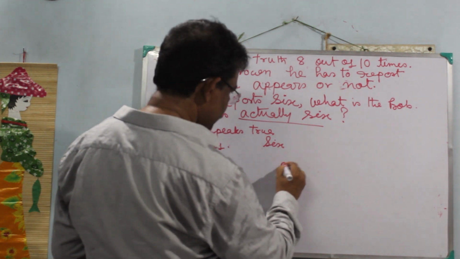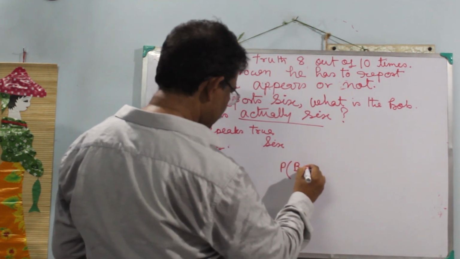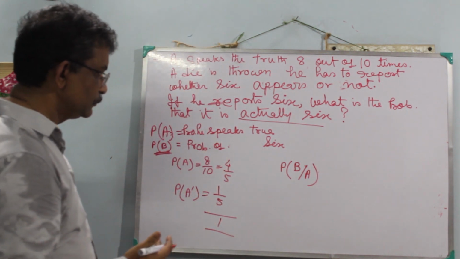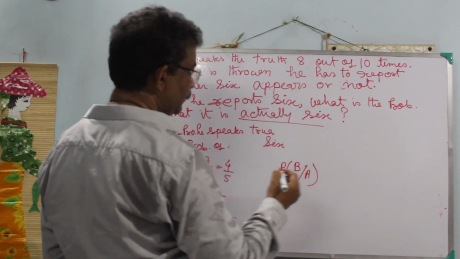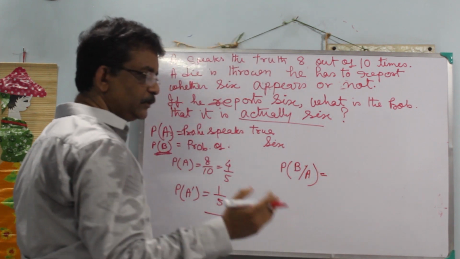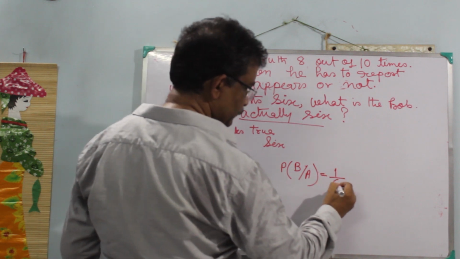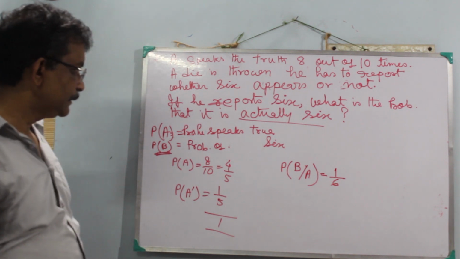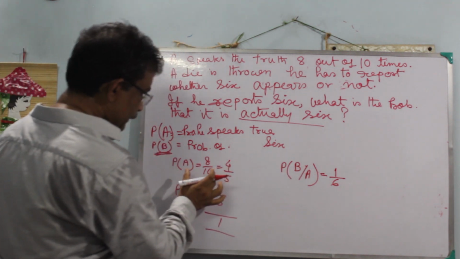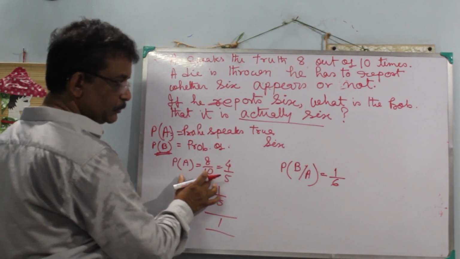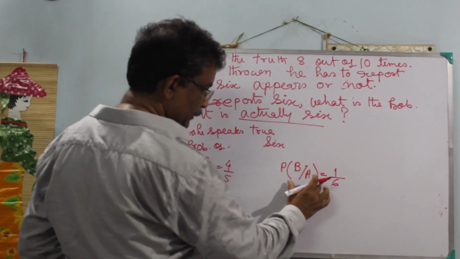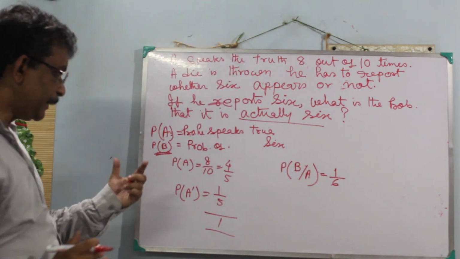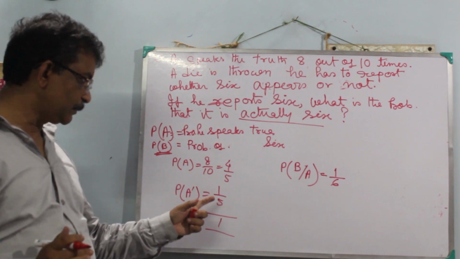A die is thrown, the probability of 6, I take B. So probability of B when A has occurred, when he speaks the truth. So when he speaks the truth, the probability of 6 would be 1, 2, 3, 4, 5, 6, 1 by 6. In throwing a die, probability of 6 is 1 by 6. And therefore he speaks the truth and the probability of appearing 6 is 1 by 6. And the probability of speaking false is 1 by 5.